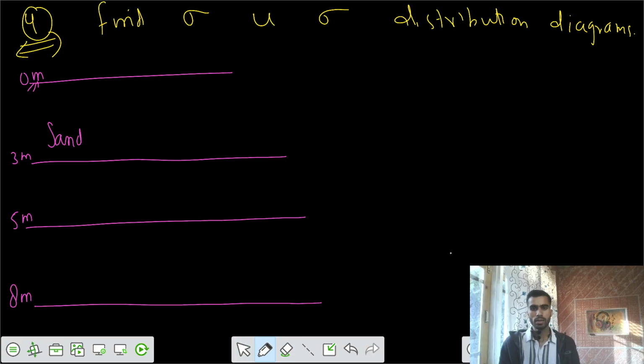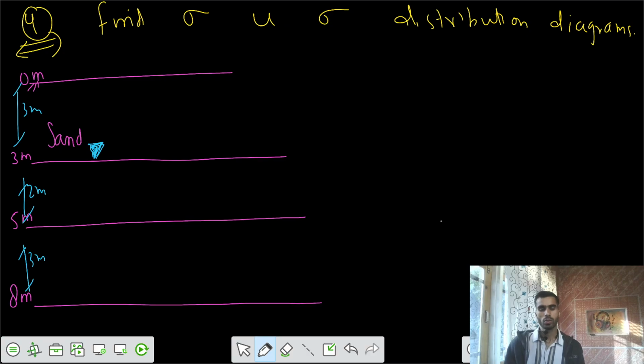And the water table is somewhere at 3 meters from the top. So this is your 3 meters, this is your 2 meters, and this is your 3 meters. The total profile is an 8 meter soil profile. Sand is there, with void ratio 0.6, degree of saturation 0.4, and specific gravity of the soil solids 2.65.